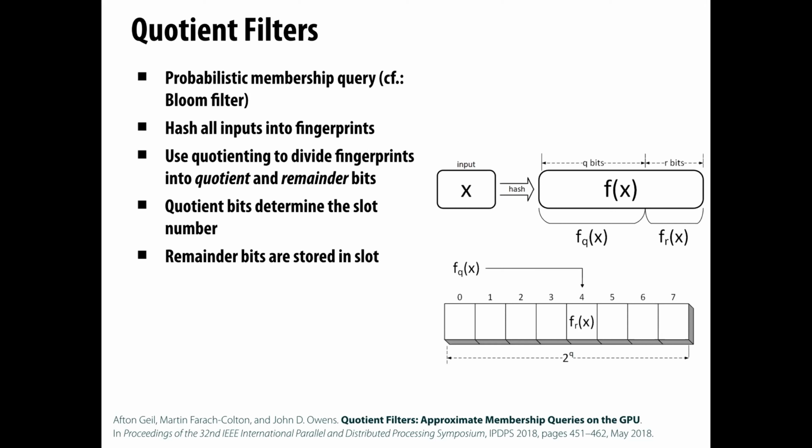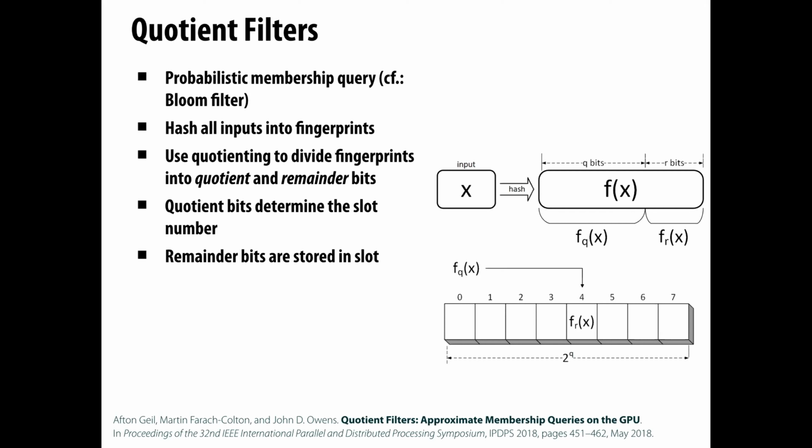So the way that this looks is what we do is we take each key that we have and we hash it, and then we've got a bunch of bits associated with the hash value. And we take those bits and we divide them into two pieces. We divide them into the quotient part and the remainder part.